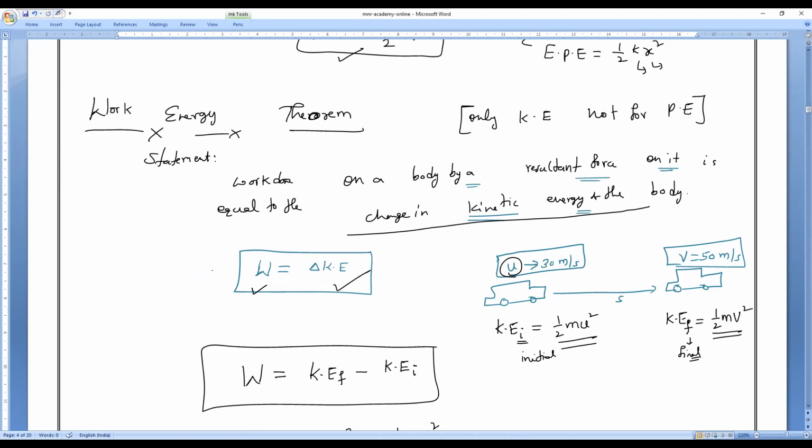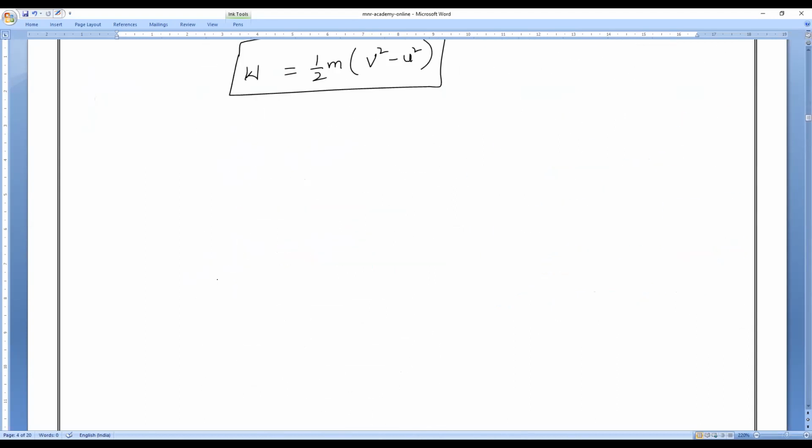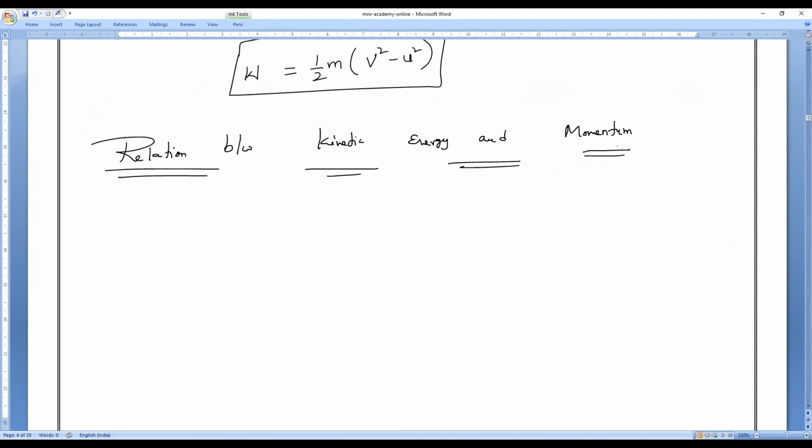Okay. Next, relation between kinetic energy and momentum. What is the momentum formula, everybody? Okay, so write it. Very important one. Relation between kinetic energy and momentum. Shall we start, everybody? Yes, please.